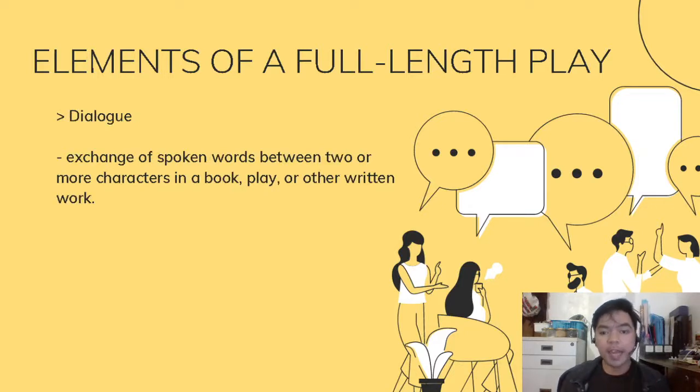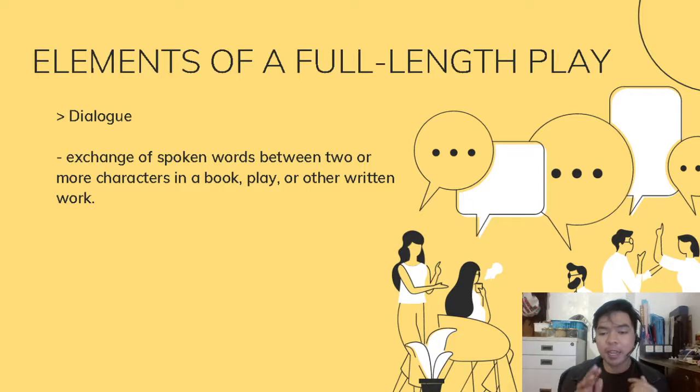Next element is we have the dialogue. So dialogue is the exchange of spoken words between two or more characters in a book, play, or other written work. Now, unlike one act plays, majority of their dialogues are really well thought of. Well, in a full length play, it's also well thought of.